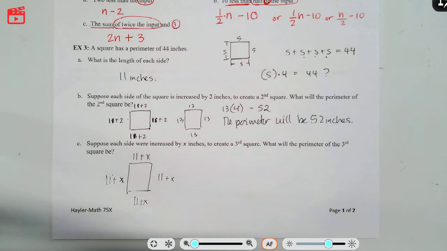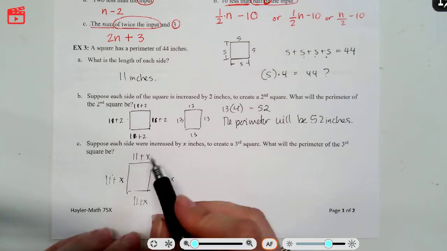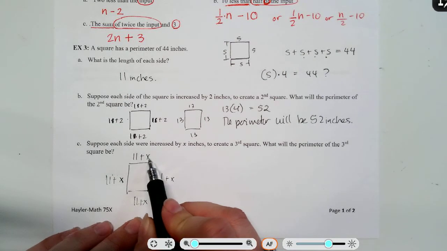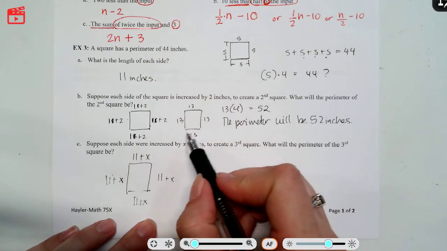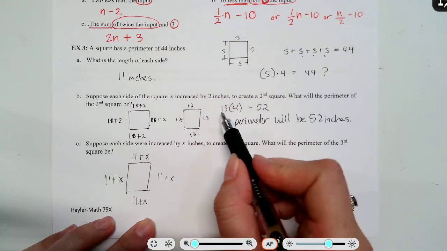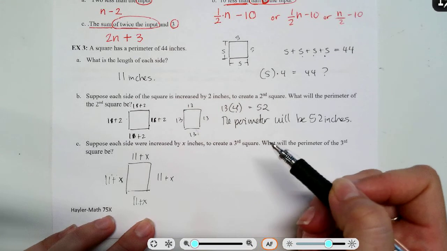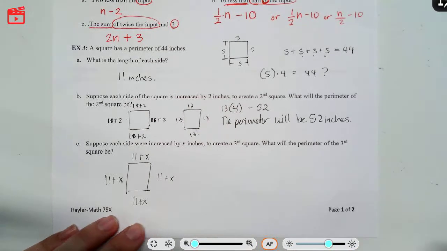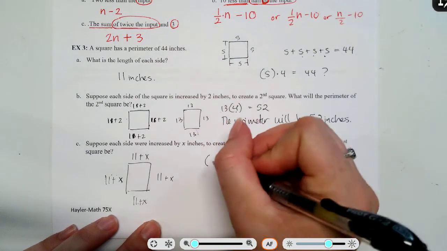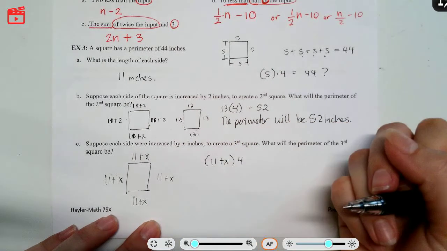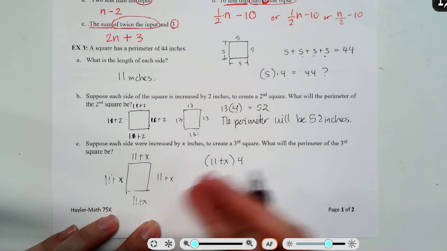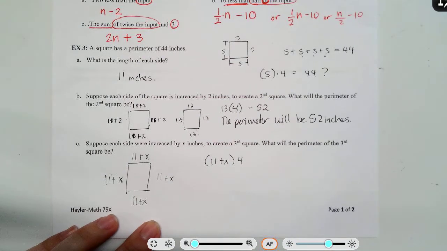And we want to know how to represent the perimeter of the third square. Well, that's kind of weird, since we don't actually know how to find it, because that's an x value. But remember, to find b, what we did was we just took the length of our side, which was 13, and we multiplied it by 4 to find the perimeter. We can just do the same thing. We'll take the length of each side, which is just 11 plus x, and times that by 4. And that, whatever that may be, will be my perimeter.